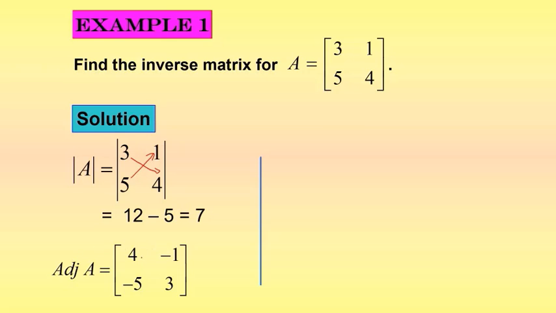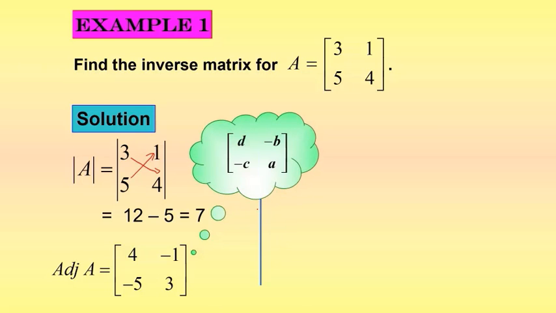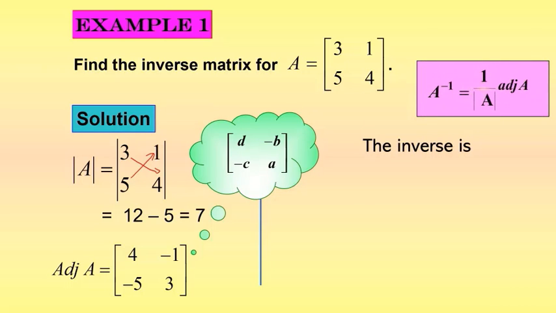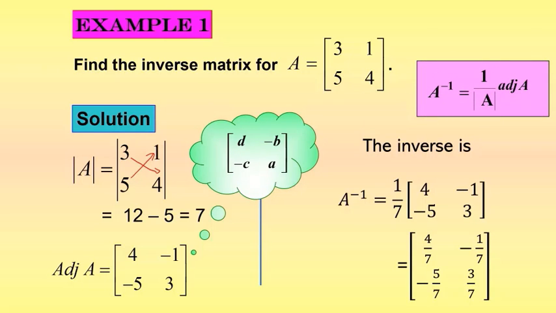So the adjoint is found by changing the places of 4 and 3, and then just changing the sign of 1 and 5. So we have the adjoint matrix. Next, our inverse is equal to 1 over 7 times the adjoint. Then just multiply 4, negative 1, negative 5, and 3 with the scalar here. So we have the inverse of the matrix.